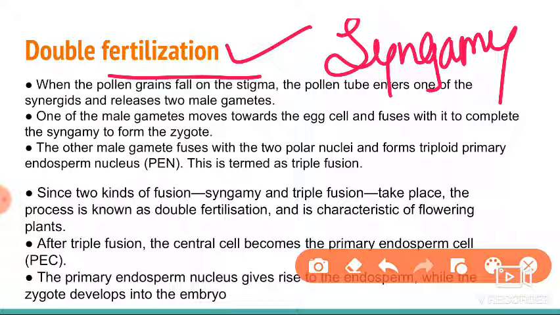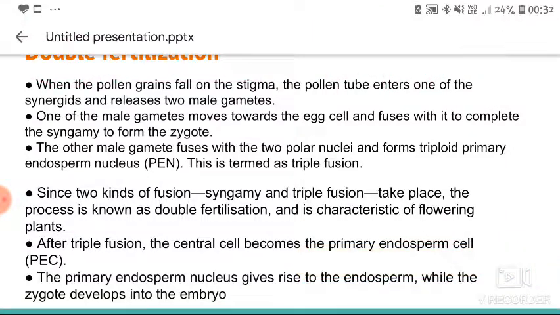During fertilization, what will happen? Usually in flowering plants there is a double fertilization. Fertilization occurs two times, or fusion of the gametes occurs twice. For that reason we call it double fertilization. I will show one video on this concept later. First I will explain the things.